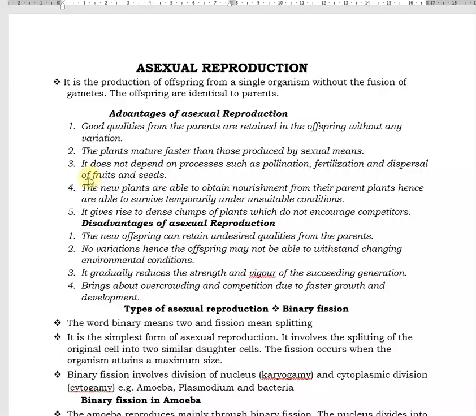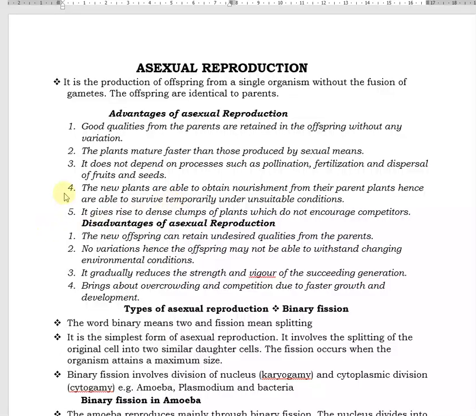Number three, it does not depend on processes such as pollination, fertilization, and dispersal of fruits and seeds. So here there is no dependency on pollination, fertilization, or dispersal of fruits. It can happen without those processes. Asexual reproduction can occur without pollination, without fertilization, and without dispersal of fruits.